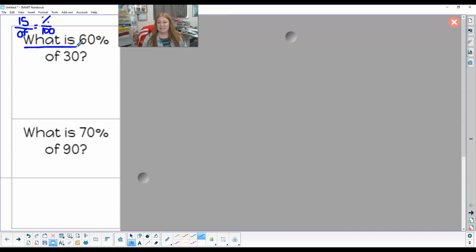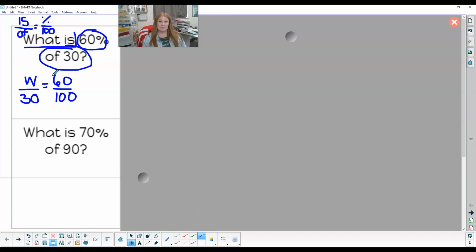So we're looking for the is. What is 60% of 30? So what is 60%? It's 60 out of 100. And then we want out of the total 30. So lots of ways we can get here. We can take it to the unit. We can see how many times 3 goes into 100.